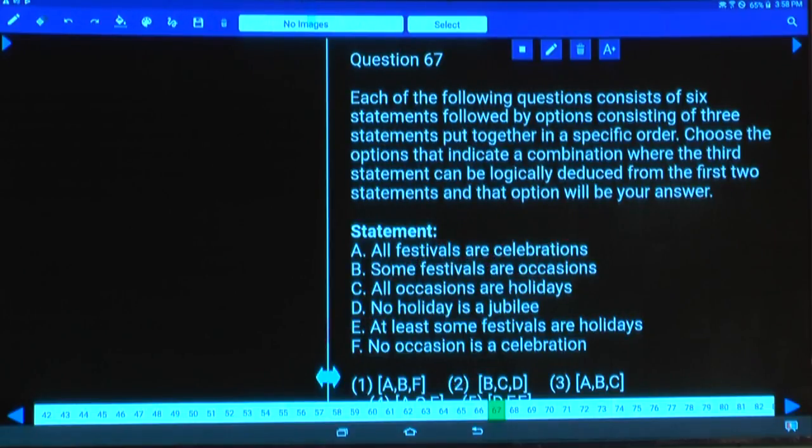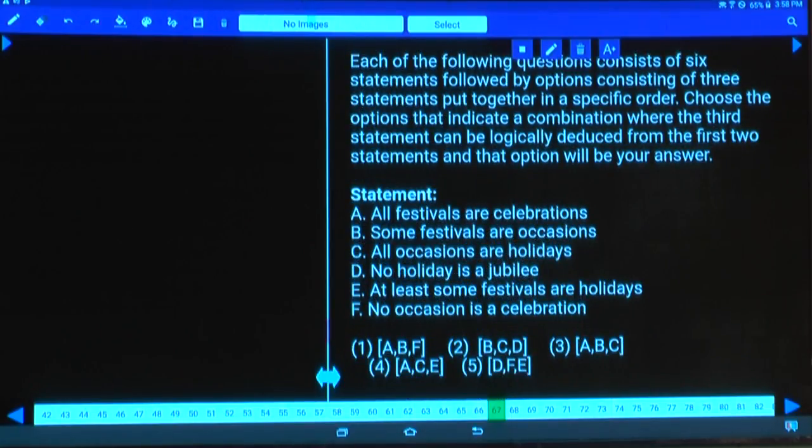Then coming to question number 67. Now in the 67, A, B and F. Now see here, A and B are what? A and B are affirmative statements, and F is a negative conclusion. A negative conclusion cannot be drawn from affirmative statements, choice 1 is ruled out. Then coming to choice 2, B, C and D. Again B and C are affirmative, D is a negative conclusion, cannot be drawn, hence this is also ruled out.